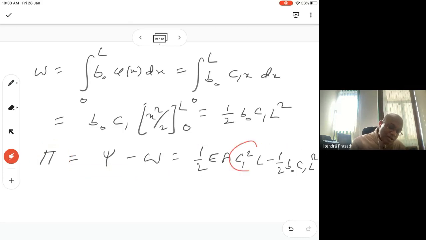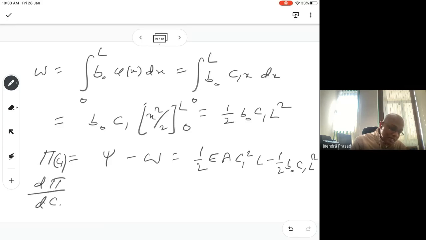And what is the variable here? Pi is a function of c1 only. So we have to minimize the potential energy, and it will be minimized with respect to the coefficients. Remember that in all approximate solutions, when we find an approximate solution, the coefficient has to be found out. Hence, you will minimize pi in terms of the coefficient itself.